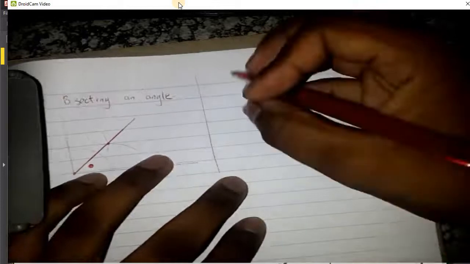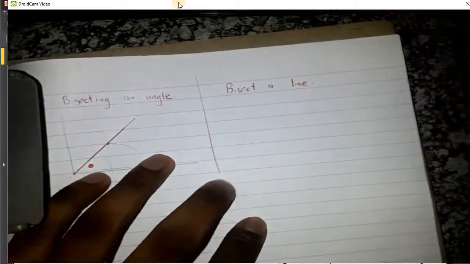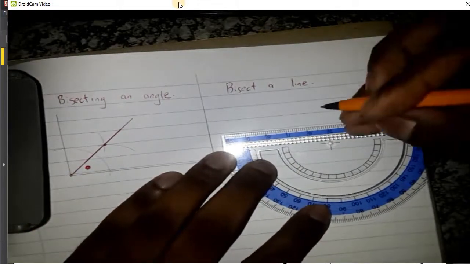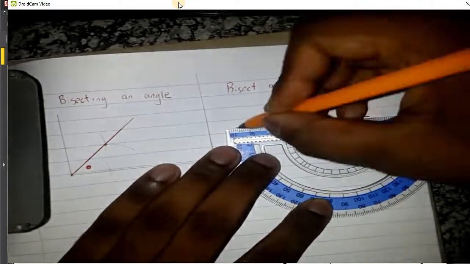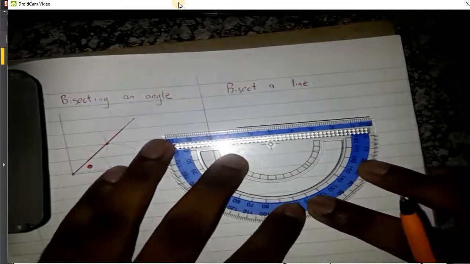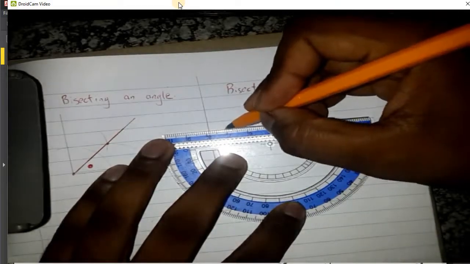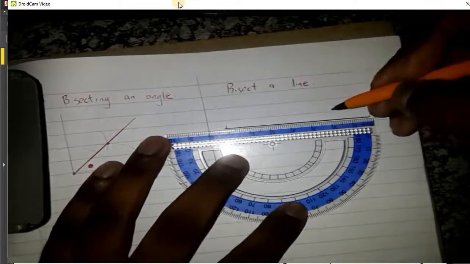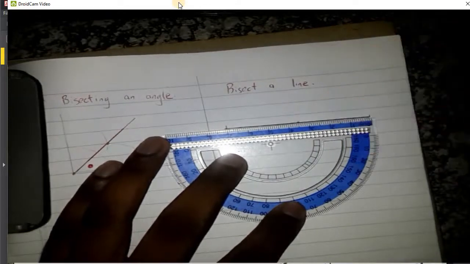Right, so let's try and bisect a line. So if you've got a line, let's just draw any measurement of a line. Okay, let's be a bit more accurate, just to prove, right? If I draw a line that's say 7 centimeters from here to here is 7, then the halfway point should be 3.5, which is here.